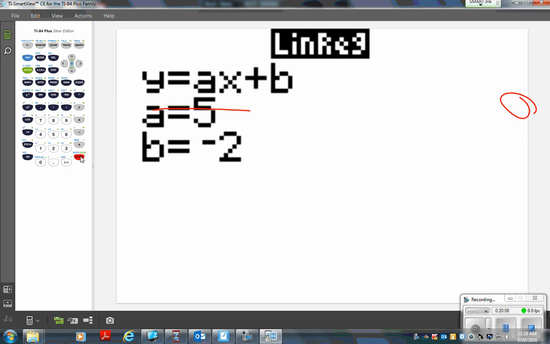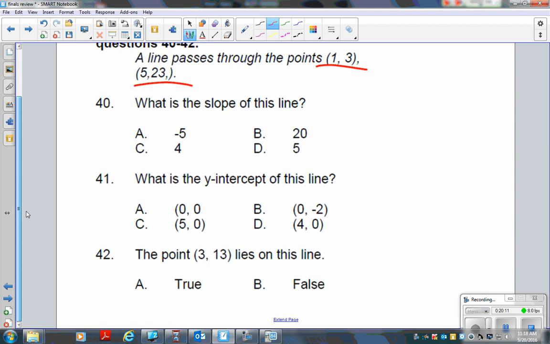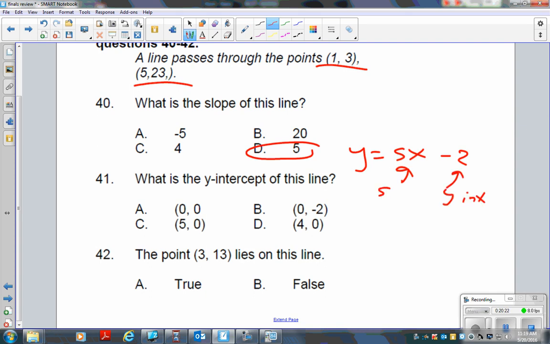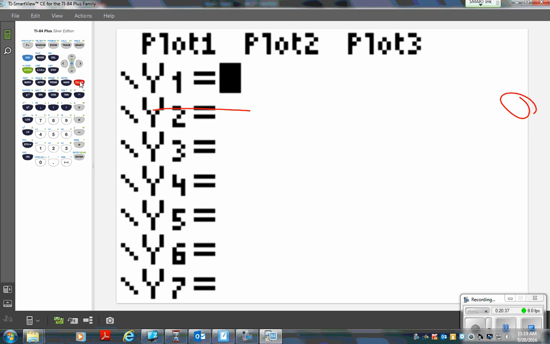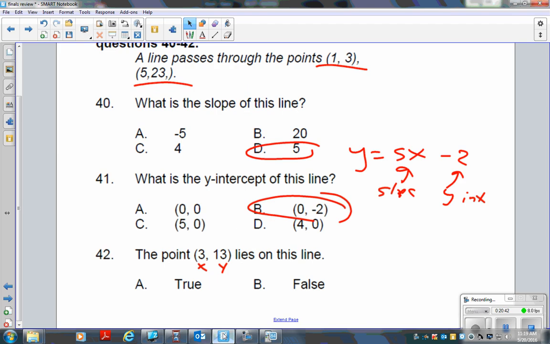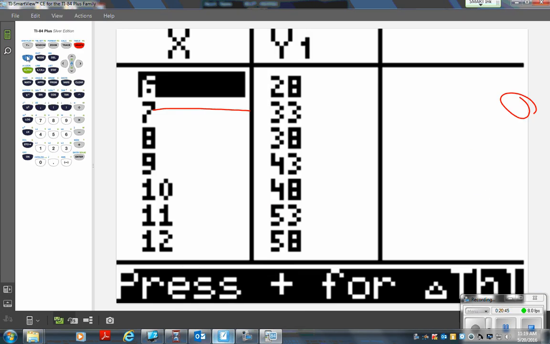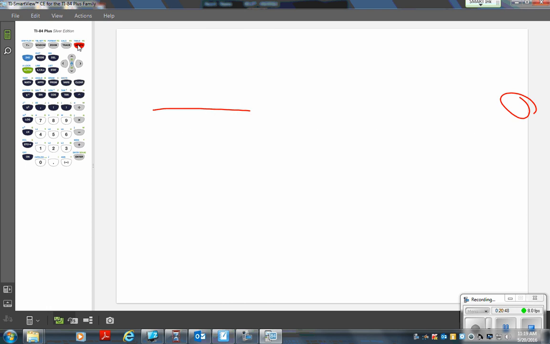So y equals 5x minus 2 is what we're looking for. This is the slope. This is the y-intercept. Is 3, 13 on this line? Let's see. This is x, this is y. I can just go ahead and look at it on the table. 5x minus 2. And we're looking for the point 3, 13. And it is there.